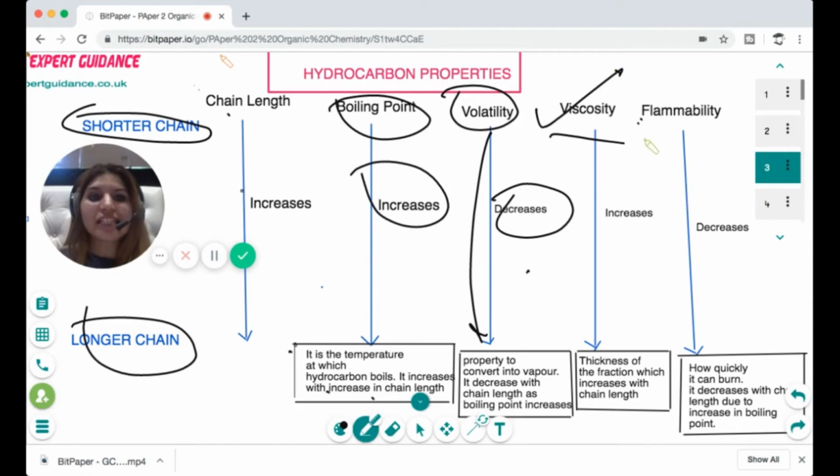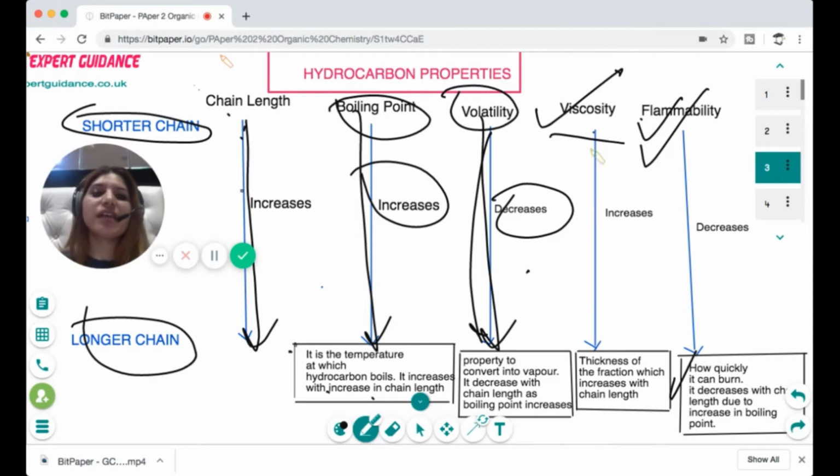The last property is flammability, or the property of ignition, which is how quickly something burns, and it decreases with increase in chain length, because the longer the chain length, the more difficult it is to burn that hydrocarbon. So as the chain length increases from top to bottom, the boiling point increases, the volatility decreases, viscosity increases, and flammability decreases. You should know the meaning of all these terms and how they vary across the chain length.